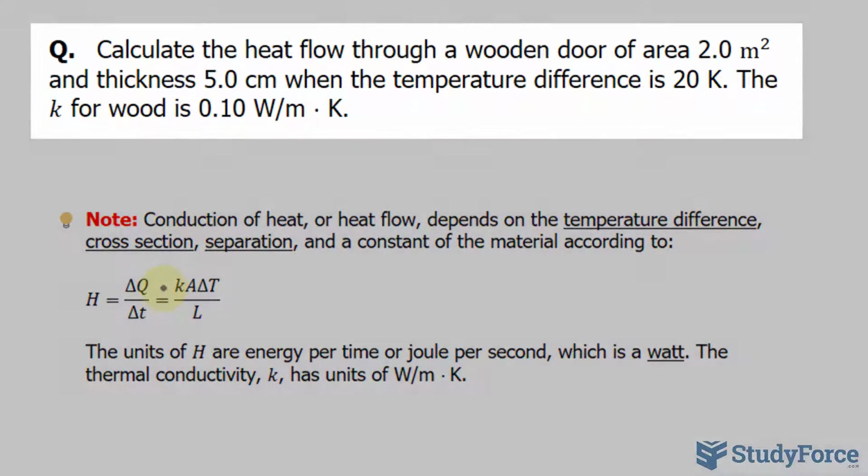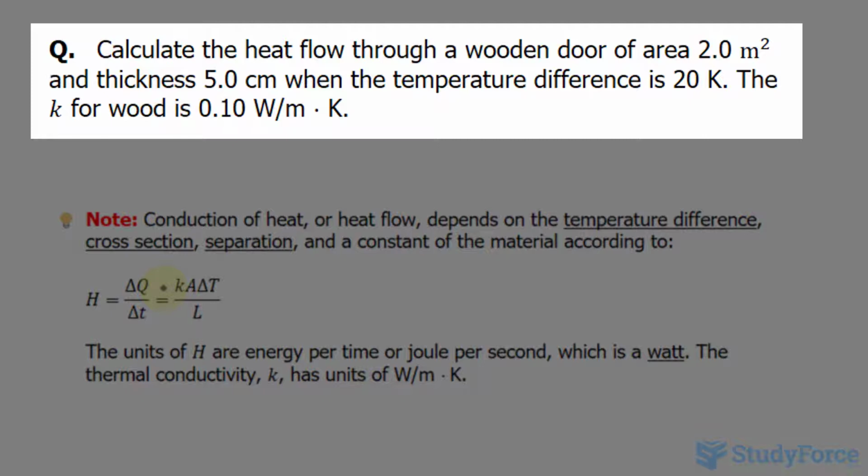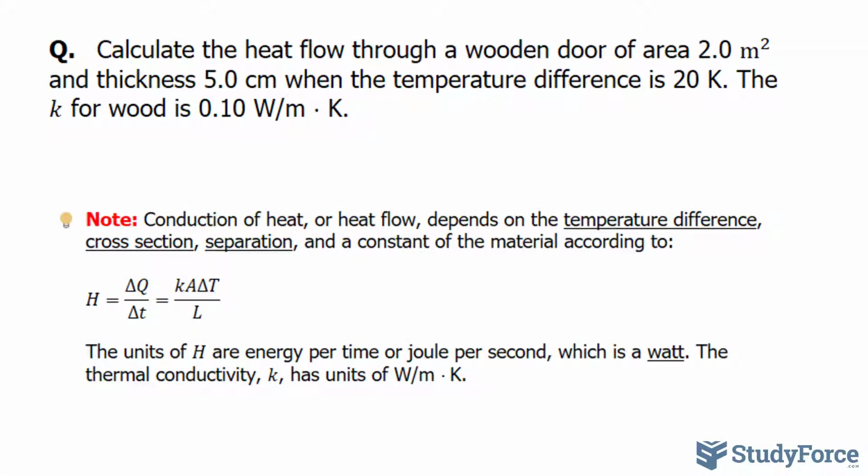So with that being said, calculate the heat flow through a wooden door of area 2.0 meters squared and thickness of 5.0 centimeters when the temperature difference is 20 Kelvin. The K for wood is 0.10 watts per meter times Kelvin. Notice that the units for the constant are in meters, whereas over here the thickness is in centimeters.